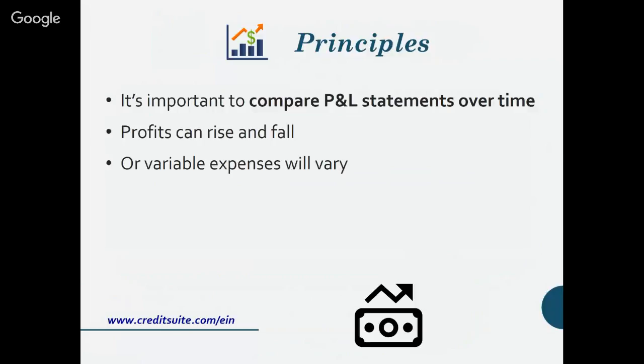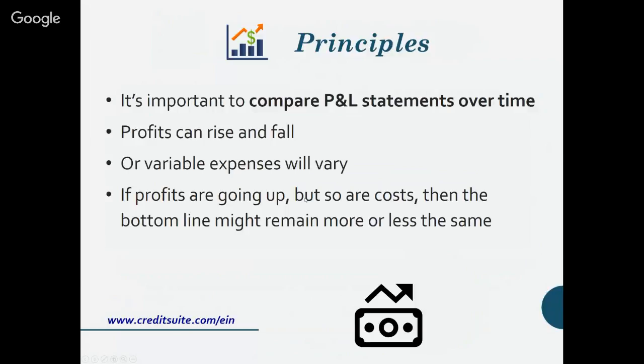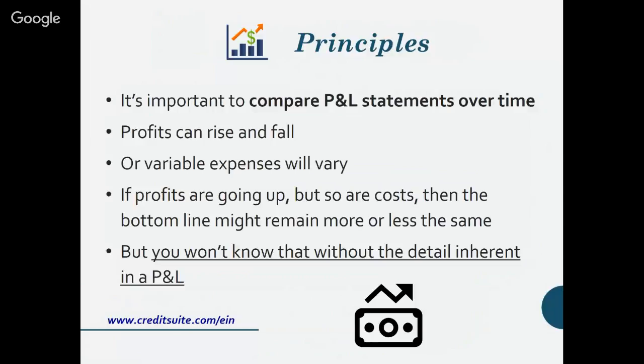So profits can rise and fall. Variable expenses will vary. Sometimes they're higher, sometimes they're lower. If profits are going up, but so are costs, then the bottom line might remain the same or less the same. So there's a lot of variables here. But you won't know that without the detail inherent in a P&L. And this is why you get a P&L statement, because you need to know these things, as costs vary.